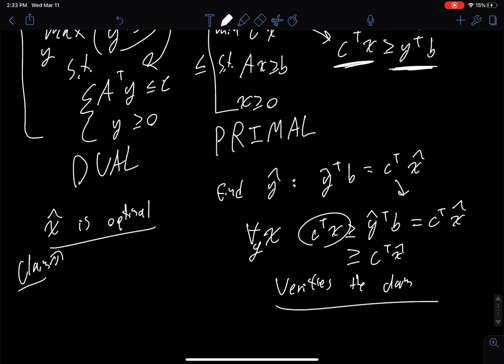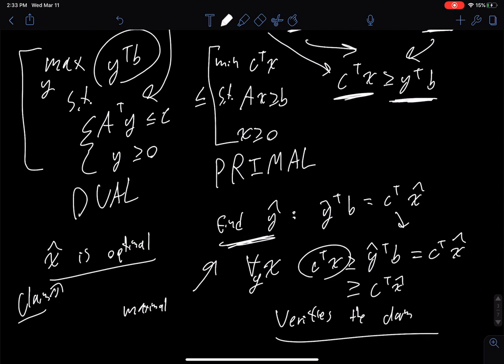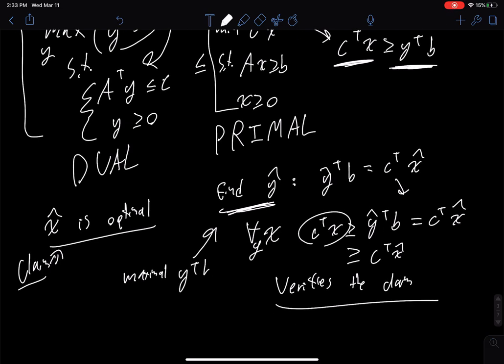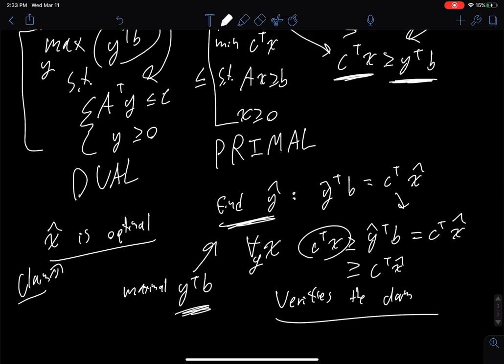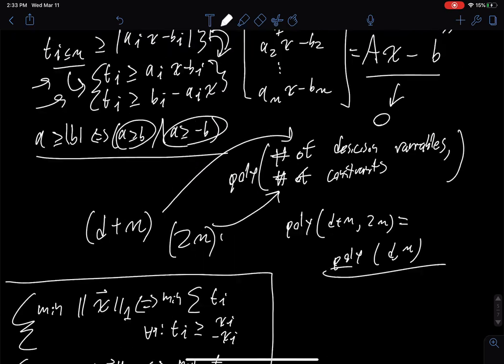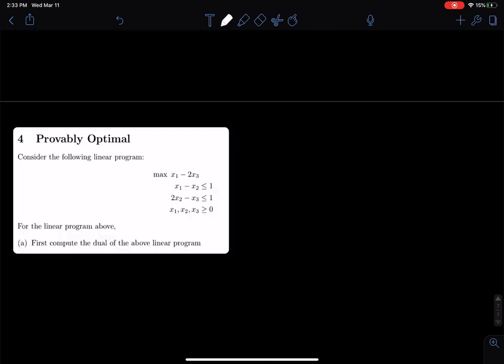And in general, in order to perform this verification, in order to find this y, all we really want to do is look for the maximal y transpose b, because this gives us the best chance of actually being equal to c transpose x. This is an extremely useful feature of the dual, which we'll be able to apply in problems such as number 4.